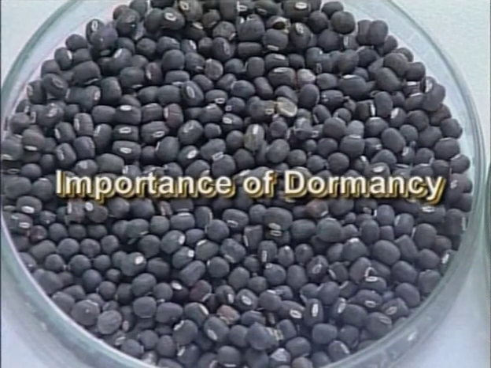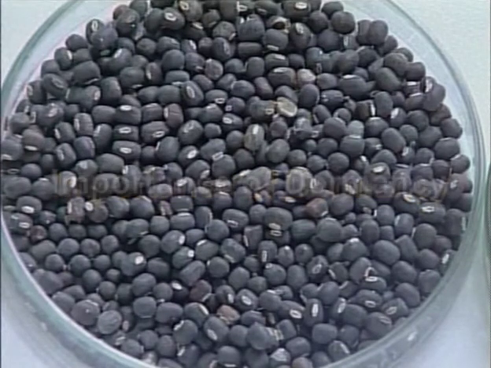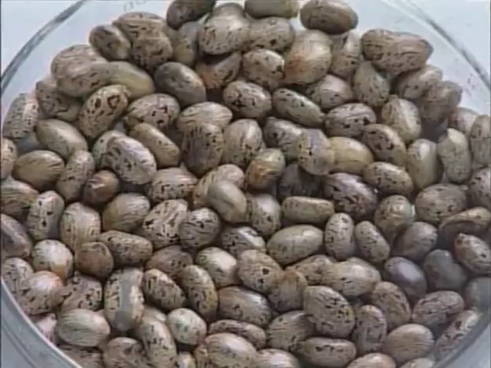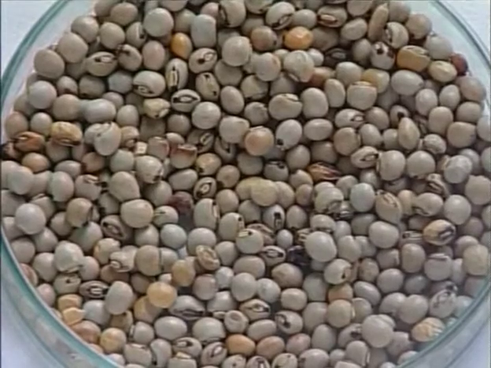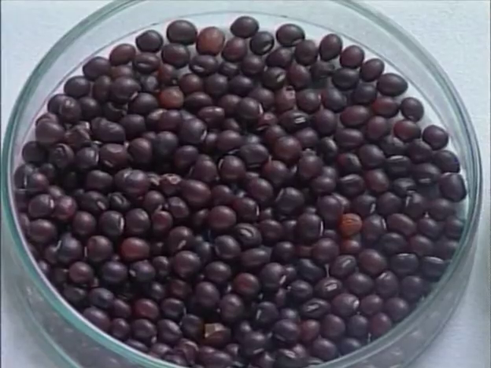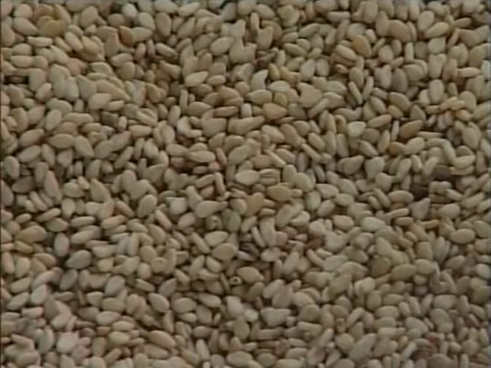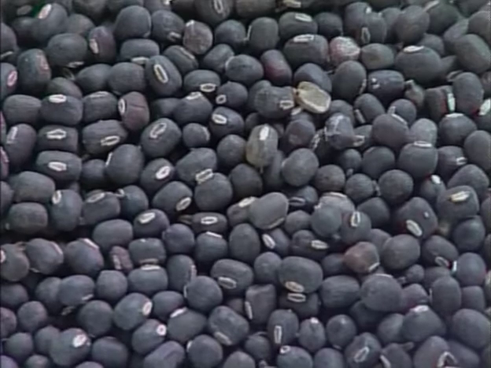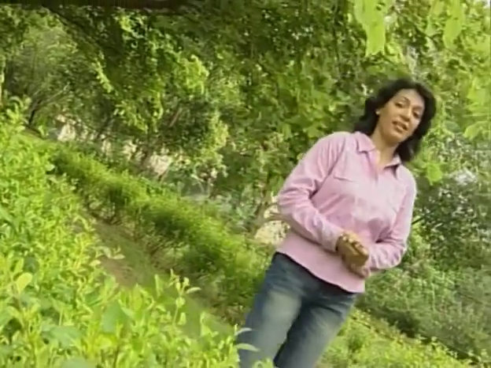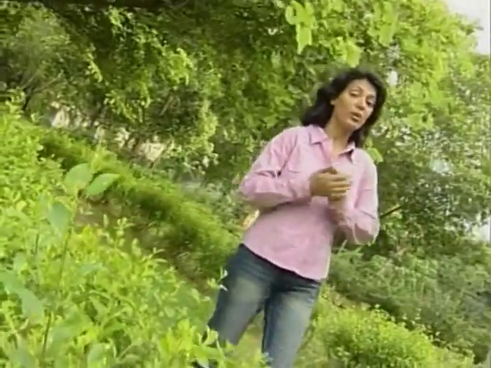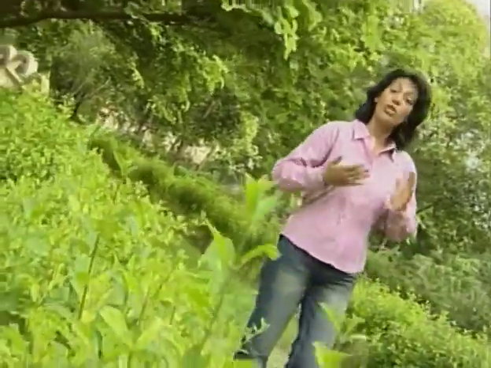Importance of dormancy. Dormancy is an interesting state in the seed. Dormancy protects the seed till it is sown. Hence, it helps to store seeds safely for a long duration. After knowing about dormancy, let us study about the process of germination, which follows the completion of the dormancy state.